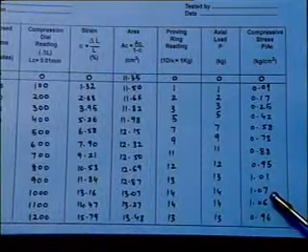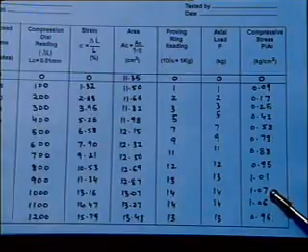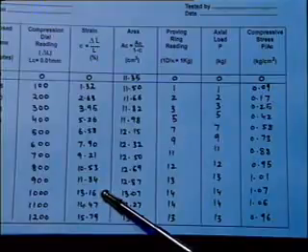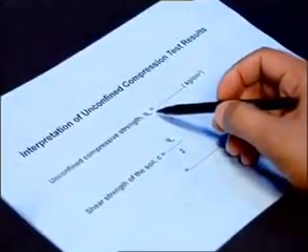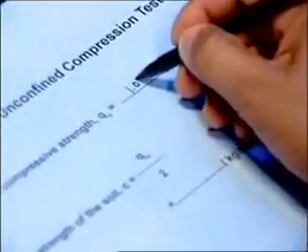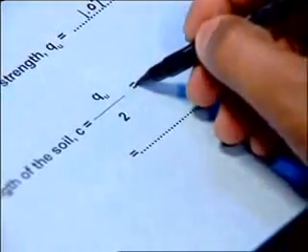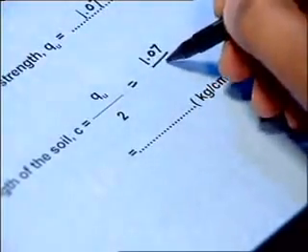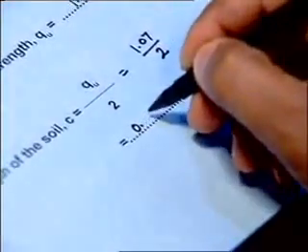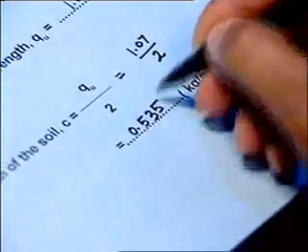The compressive strength of this soil is 1.07 kg per centimeter square at an axial strain of 13.16%. From the interpretation of the result, unconfined compressive strength of soil Qu is equal to 1.07 kg per centimeter square. For saturated clayey soil, shear strength of the soil C is equal to Qu by 2, which is equal to 1.07 divided by 2, that is equal to 0.535 kg per centimeter square. This is a special type of triaxial test in which soil is tested without lateral support and is applicable for saturated clay.